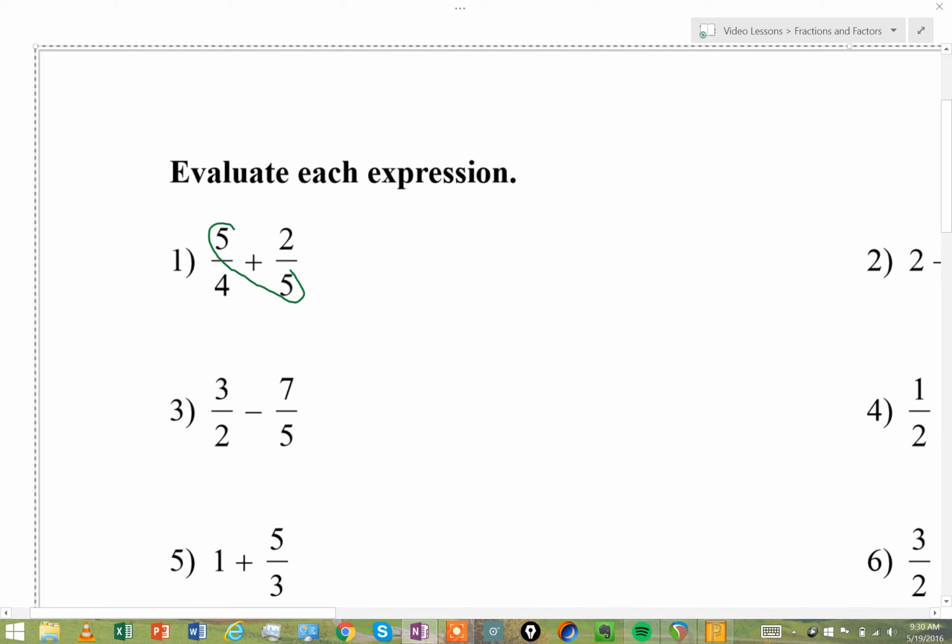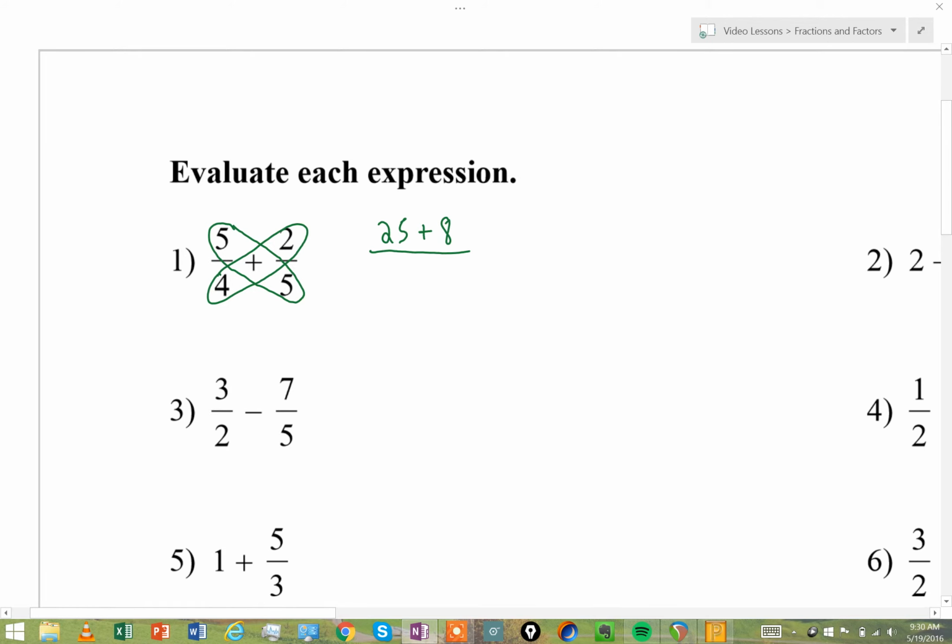So the first thing we do is we do 5 times 5, and we get 25. Next, we write whatever symbol is in the middle, we write that here. Then we'll do the other diagonal, 2 times 4, which gives 8. Finally, we're going to divide by the product of the denominators. So 4 times 5 is 20, so we write that here. Then we add the numerator to get 33, and that will be a final answer, 33 over 20.